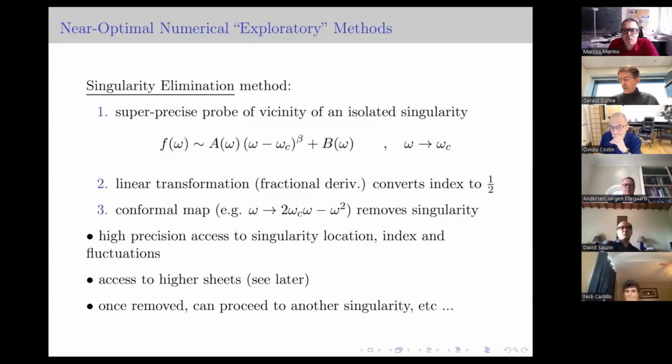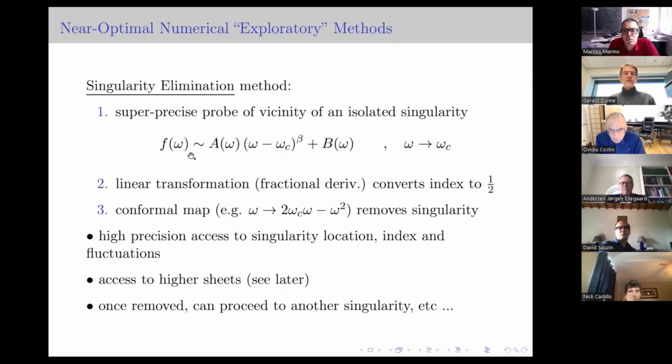Now, these are cases where you know something about the singularity structure, so you have an explicit uniformizing map, maybe. But an offshoot of this is that there are also near optimal numerical methods that enable you to probe much, much more accurately near the singularities and near the branch cuts. And these are the most interesting places. So one of them is called the singularity elimination method. And it works like this.